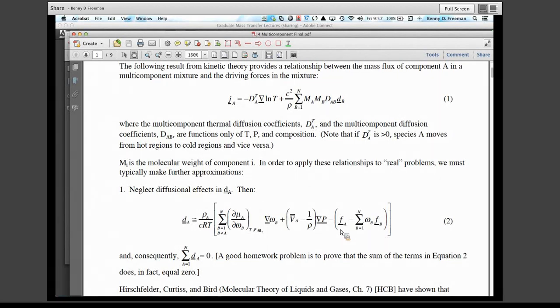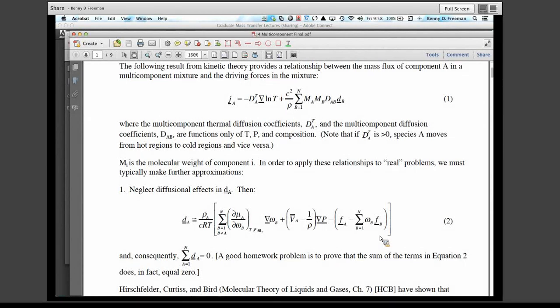drive mass transport. This is also where, if the body force on molecules in a multi-component mixture is gravity, F sub A is just replaced by G. Gravity acts the same on all constituents, and you can see that this term goes away if gravity or some other uniform body force is acting on the molecules in the system.